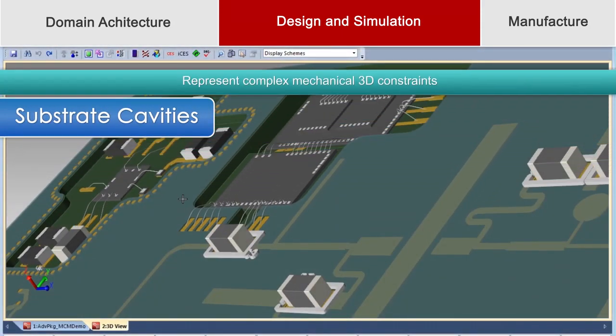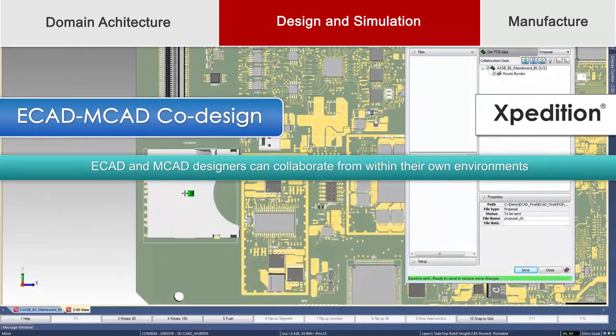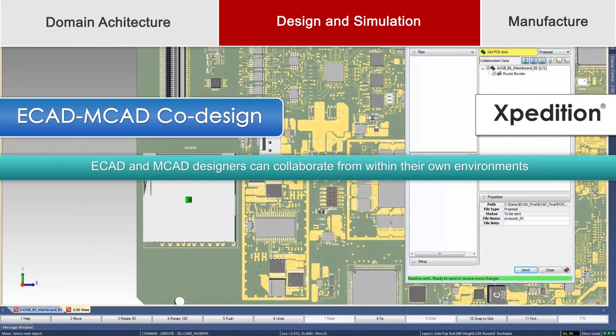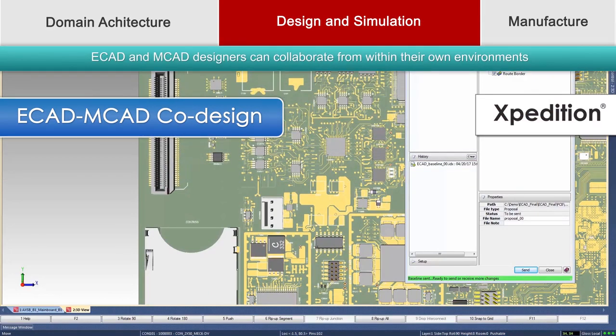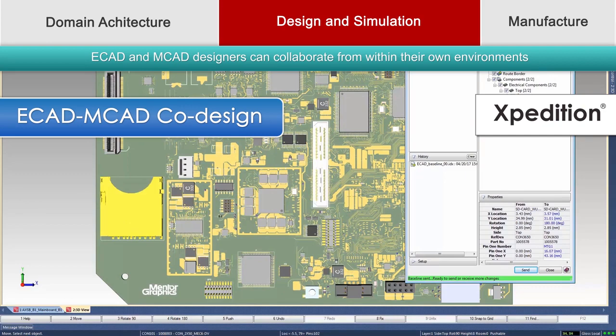Xpedition's 3D advanced packaging includes support for substrate cavities as well as integral embedded passives. ECAD-MCAD co-design in Xpedition enables ECAD and MCAD design teams to collaborate from within their own environments to optimize mechanical and manufacturability constraints within tight form factors.